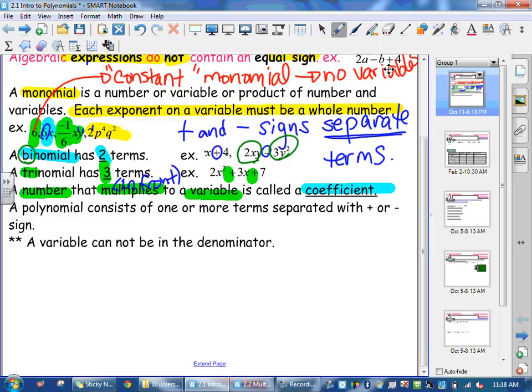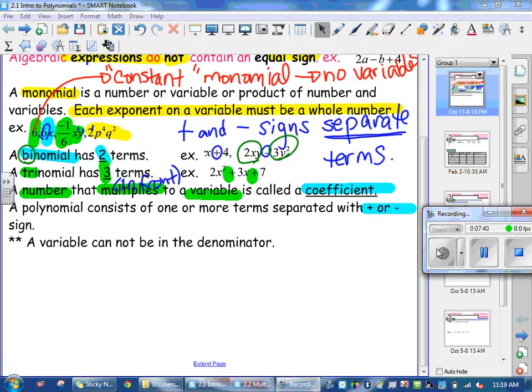Now, polynomials consist of 1 or more terms separated with positive and negative signs. That's what we were talking about over here. They have to be separated by plus or negative signs. If they're not, and they're just all side by side, they're 1 term. Yes?